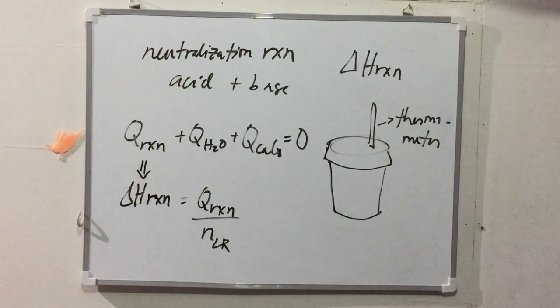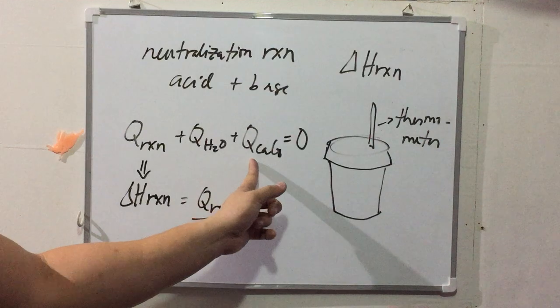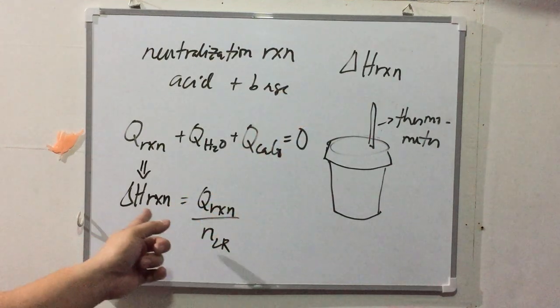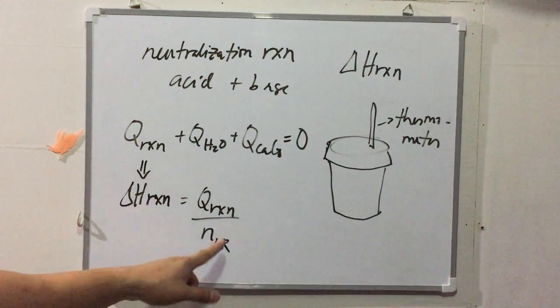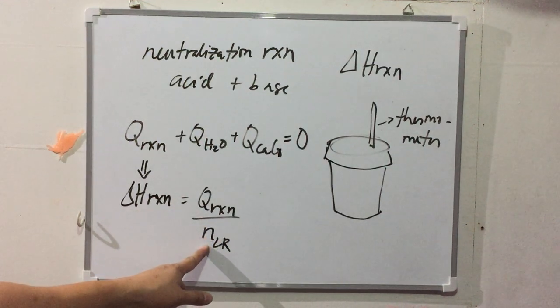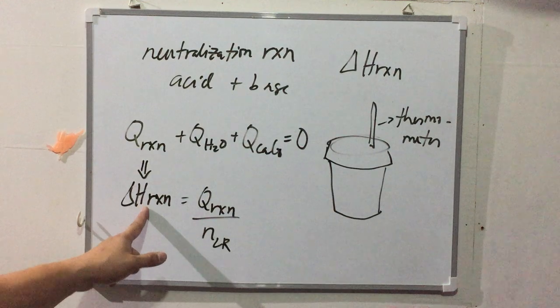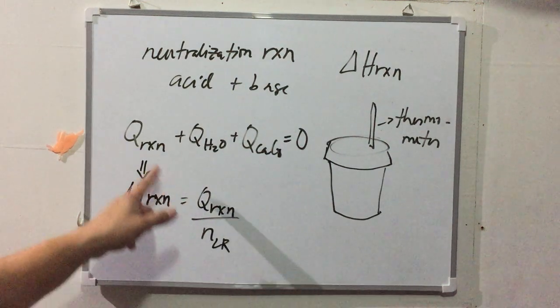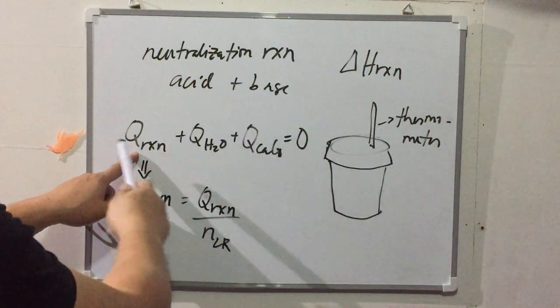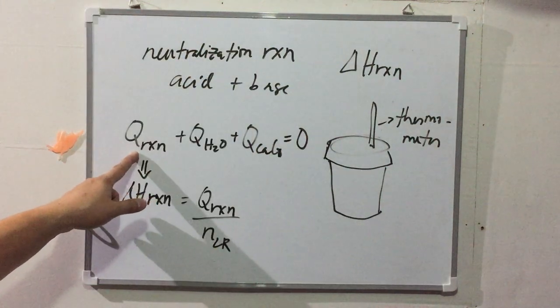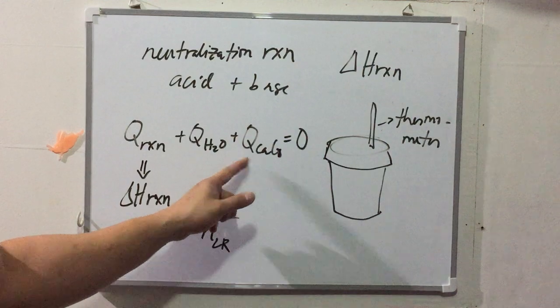So that's why when you're trying to find out the heat capacity of the calorimeter, you're using a reference delta H first. Because if you know the moles of limiting reactant and you multiply it with the reference delta H, you would know Q reaction. And so everything in this equation would be nearly complete except for the heat capacity of the calorimeter.